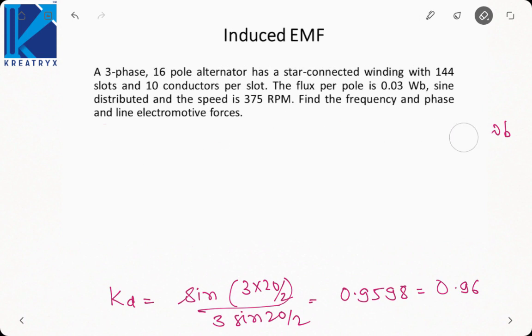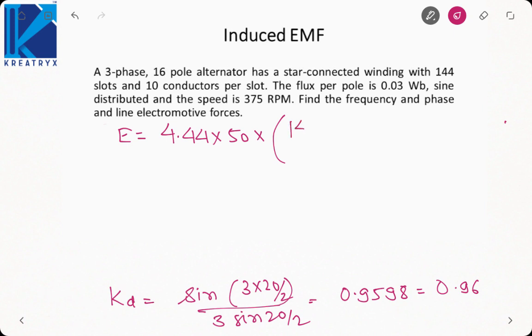How? EMF is 4.44. Frequency we just now calculated 50. Now number of turns. We have 144 slots. We have 10 conductors per slot, which means number of turns will be divided by 2, because in each turn there are 2 conductors. But that is total number of turns. We need number of turns in each phase, so divide it by 3. This is your number of turns per phase.